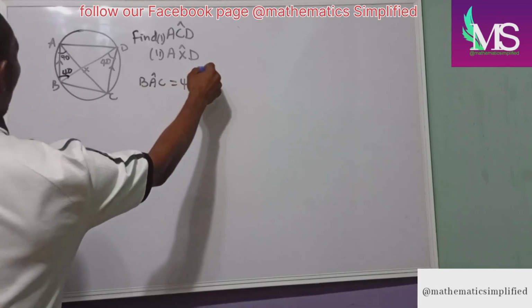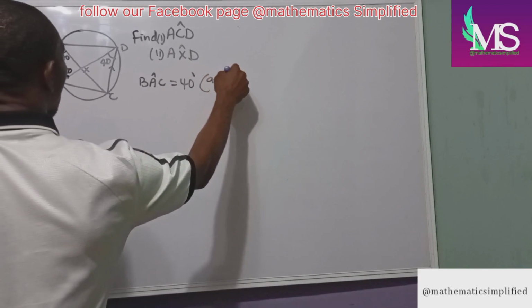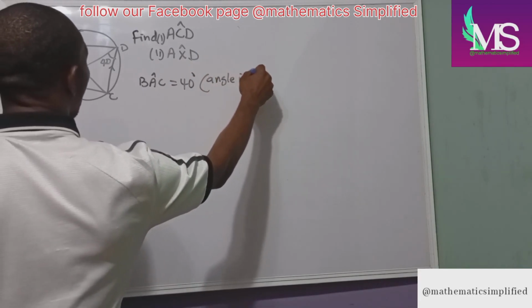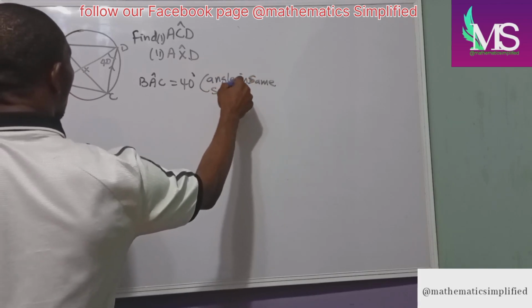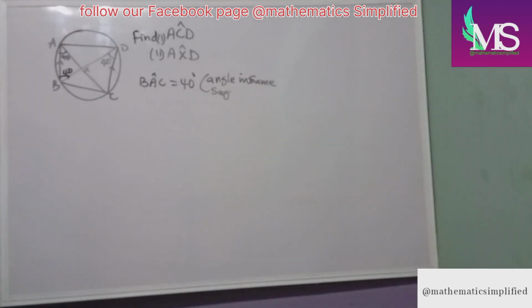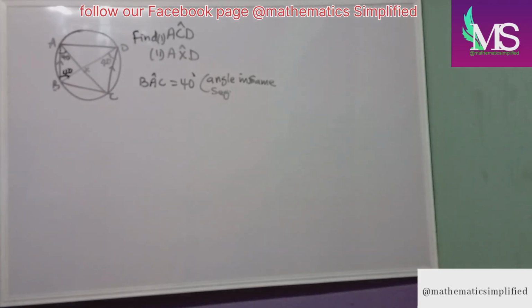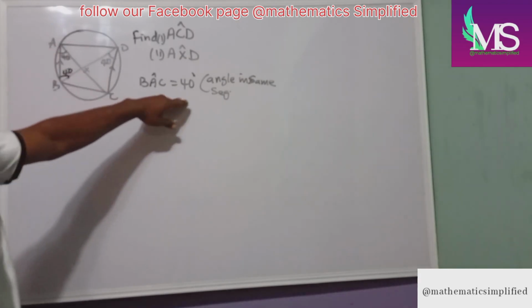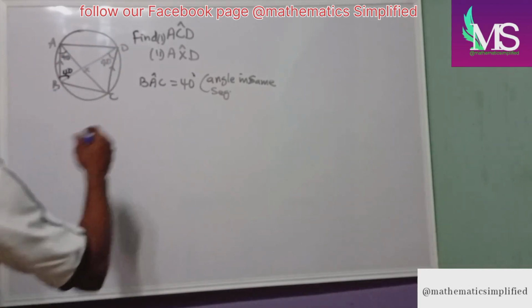equals 40 degrees. Reason: angles in same segment. Now, if we are talking of angles in same segment, we are considering chord BC. That's what makes this angle 40 degrees with this. Angles in same segment.